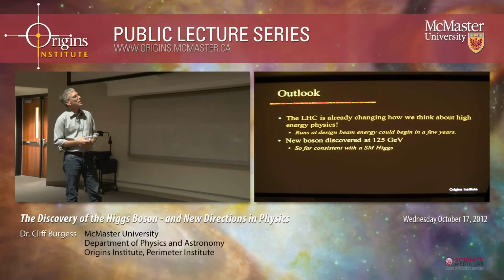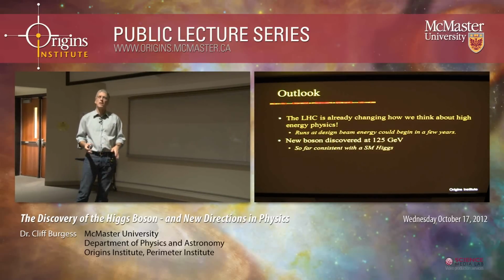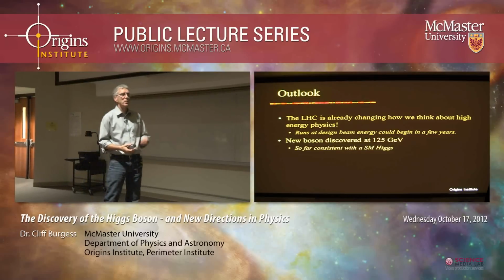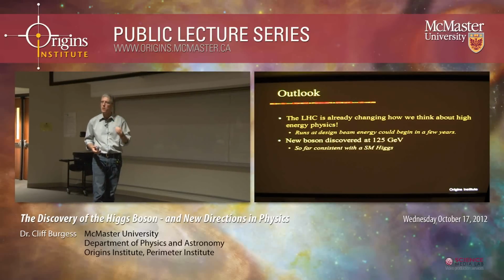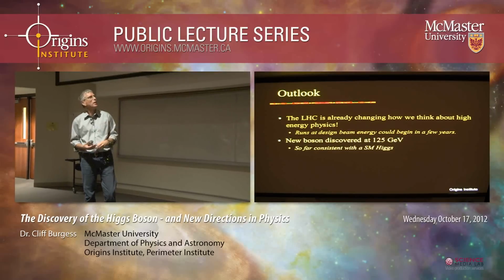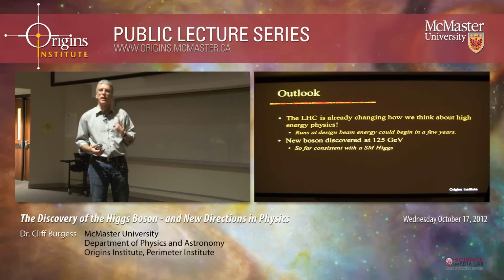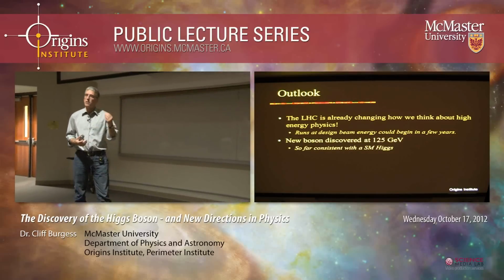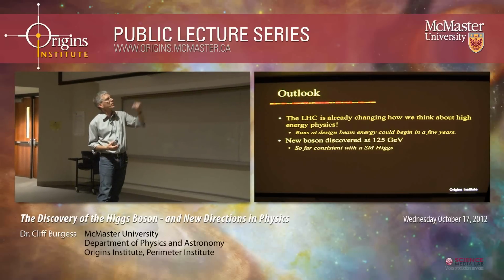The second thing is they found something. It may not be the Standard Model Higgs, but there's a new elementary particle in the world, which is a boson. There's a force we did not know about before. We suspected strongly there had to be something like this, but it is there, and now we know where it is. It's at 125 GeV.